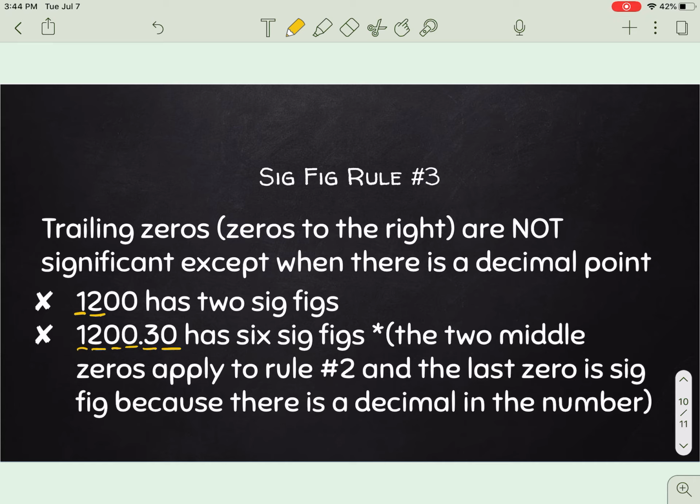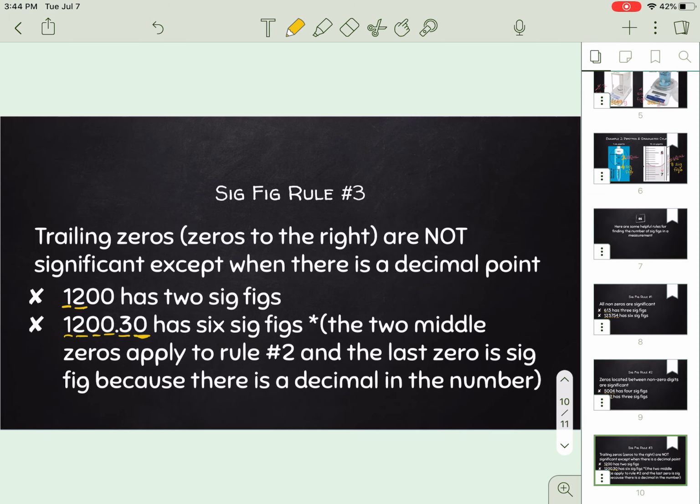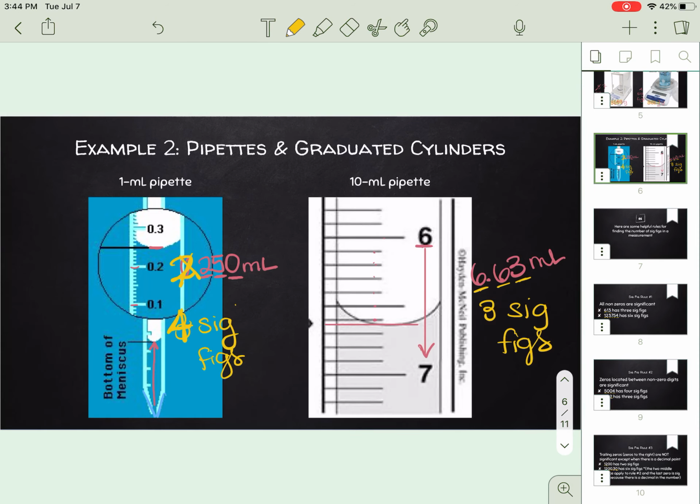And then you fall under that zeros in between rule, and then this 0 at the end tells you that it's exact. It's kind of like our pipette. We're looking back at our pipette here. We add that extra 0 because it's exactly on the line. So that tells us it's a more exact measurement. So that's what sig fig rule number 3 is about.